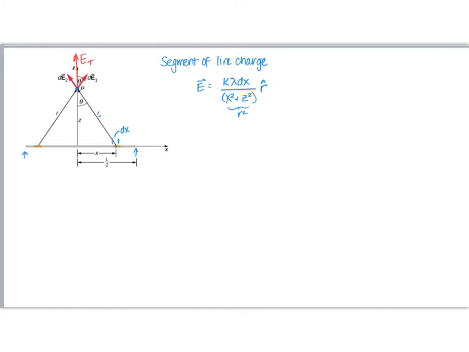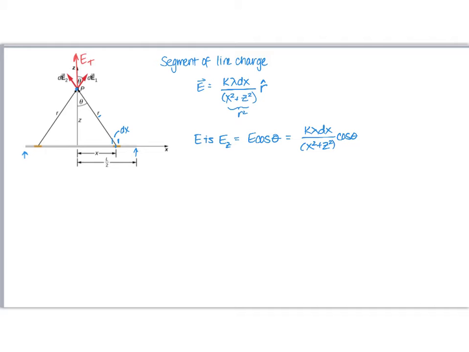So I need to figure out, how do I just look at the z component of the electric field? Well, I can use that angle theta, and what I know is my trig. It would be given by E times the cosine of theta, and so it would be this k lambda dx over x squared plus z squared, and then times the cosine of theta.